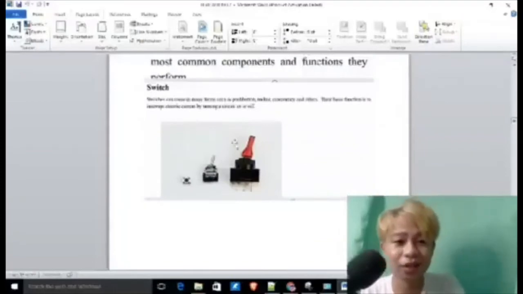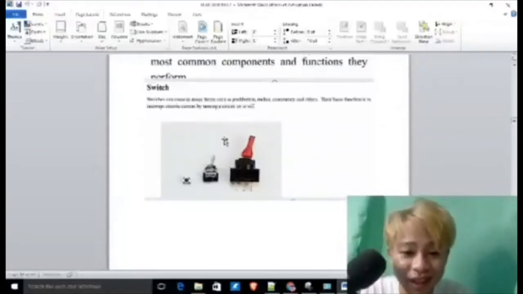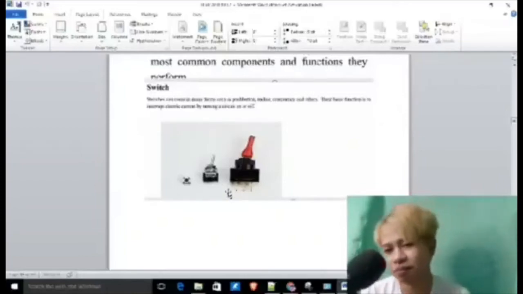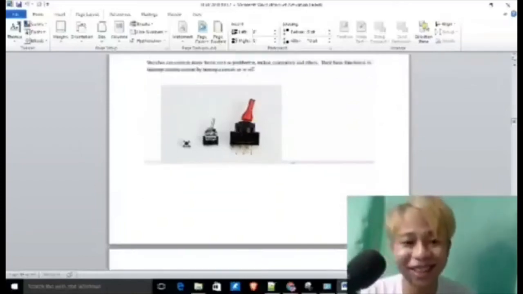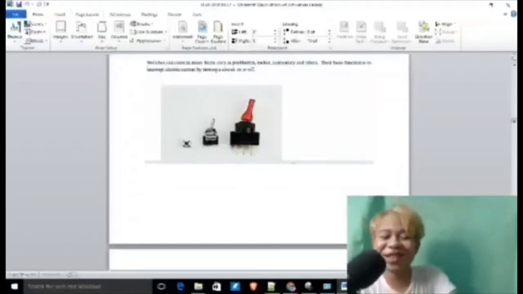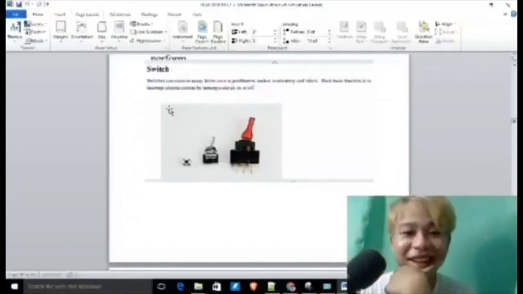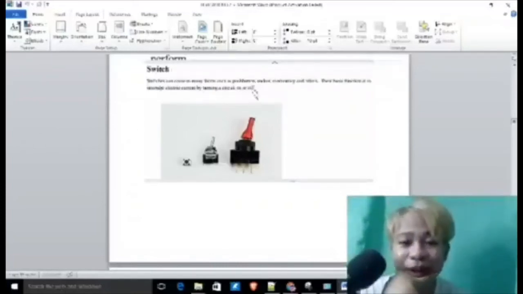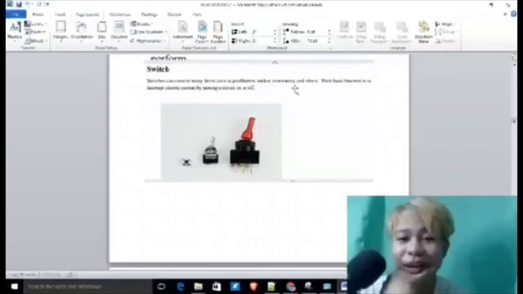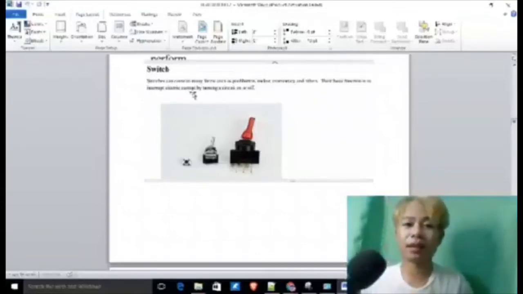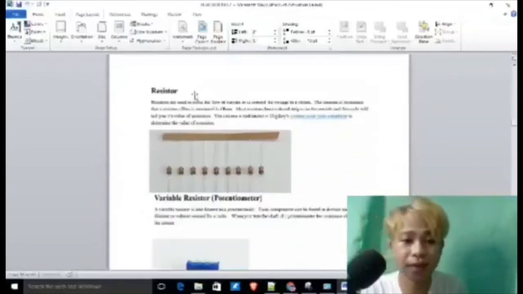Switch. I don't know what this kind of picture looks like. For me it was garbage before, but as you can see, switches can come in many forms such as push button, rocker, momentary, and others. Their basic function is to interrupt electric current by opening the circuit or closing it. Okay, so moving forward, resistors.